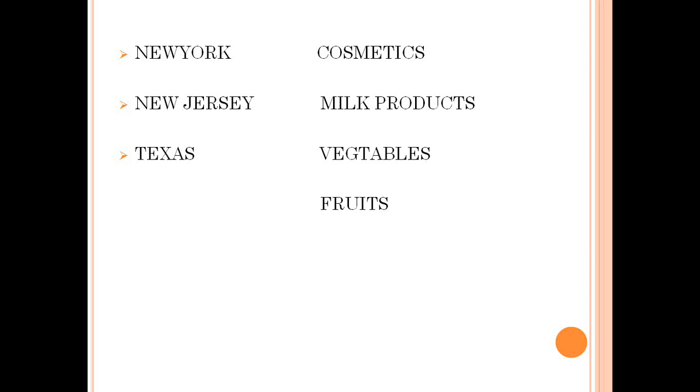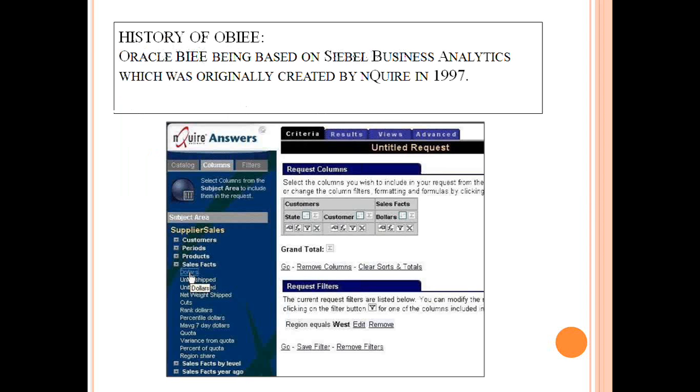I'm following. Good. Let us see the history of OBIEE. Oracle Business Intelligence is based on Siebel Business Analytics, which was originally created by nQuire in 1997. So OBIEE was known as the nQuire reporting tool in 1997. nQuire was an organization, it's a product. Actually, they created this reporting tool. So if you see nQuire Answers, in 1997 the reporting tool was like this.